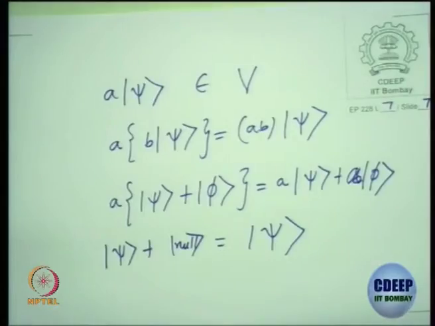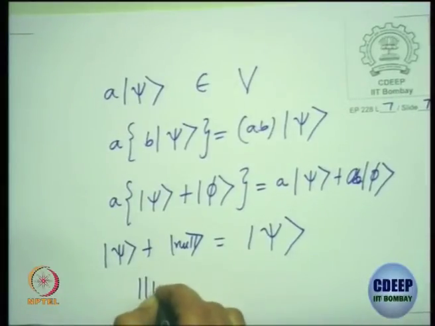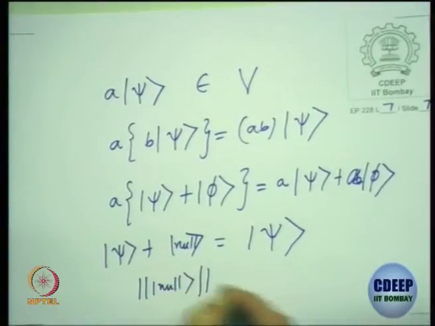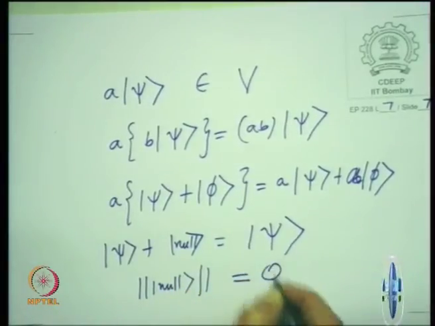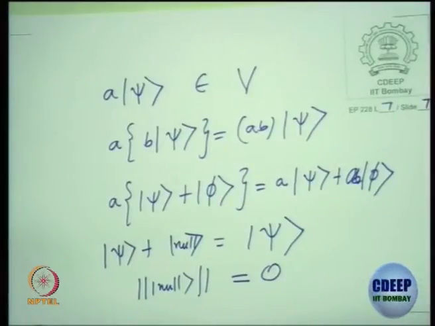It's called a null vector. What is the null vector? A null vector is one whose components are all 0, or the norm of the null vector will be 0, right? So if you add a null vector to psi, you get back the same state. A null vector will have norm 0, but how do you find the norm?